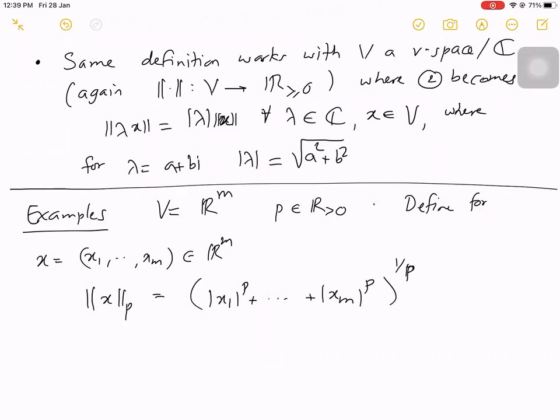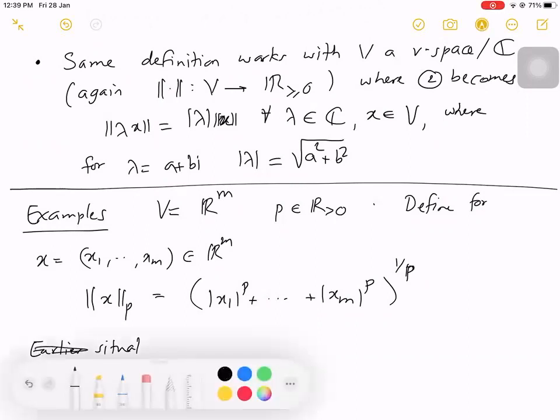So our earlier situation, or a school situation, was p is equal to 2.